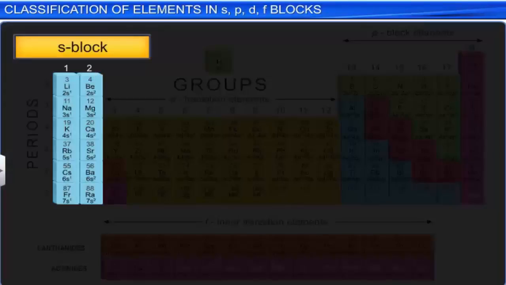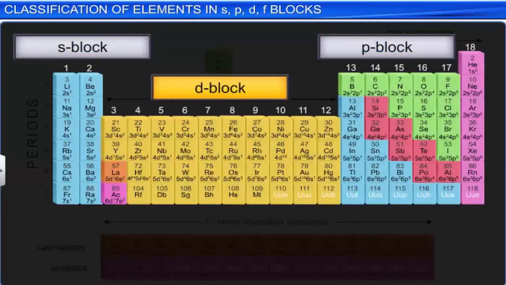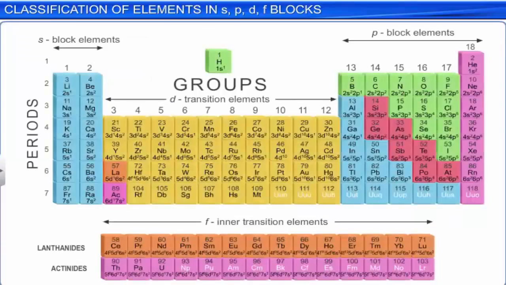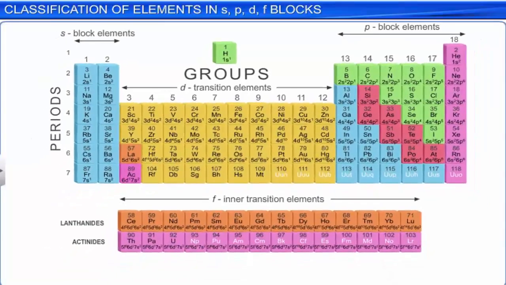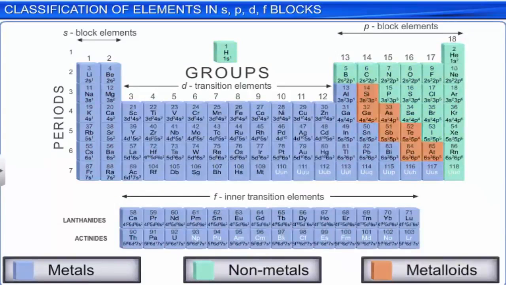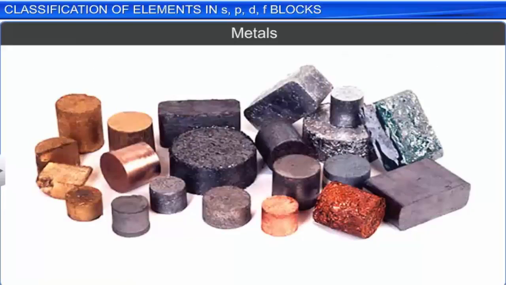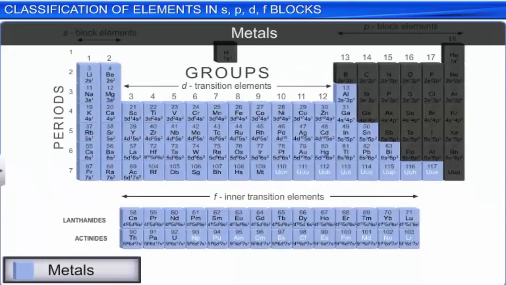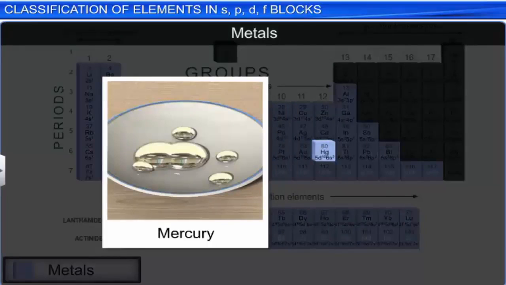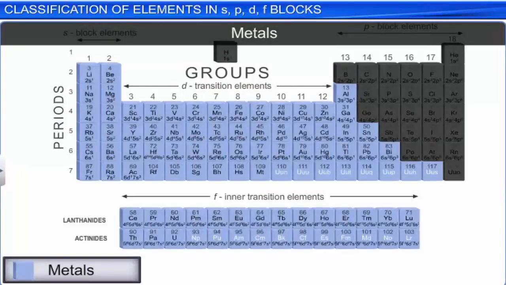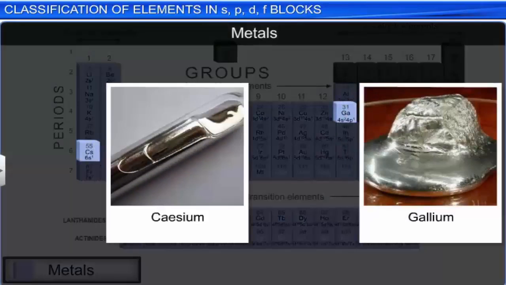Apart from classifying elements into s, p, d, and f blocks, the periodic table also shows the classification of elements into metals, nonmetals, and metalloids. Metals have been listed on the left side of the table and form 78% of the known elements. Metals generally exist as solids at room temperature. An exception is mercury, which is liquid at room temperature. Metals usually have high melting and boiling points, with the exception of gallium and cesium, which have very low melting points of 303 Kelvin and 302 Kelvin respectively.